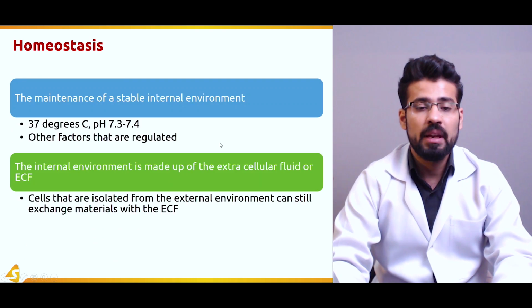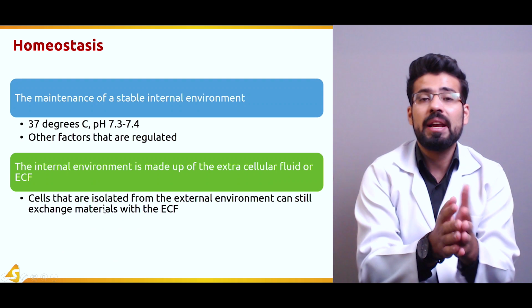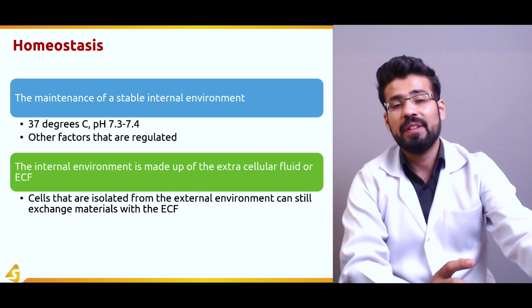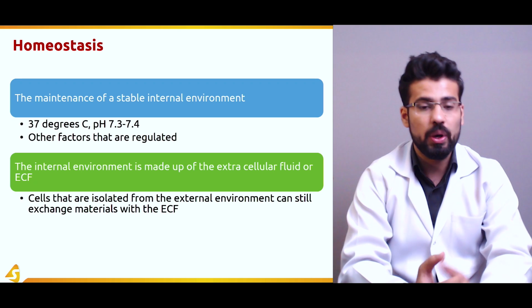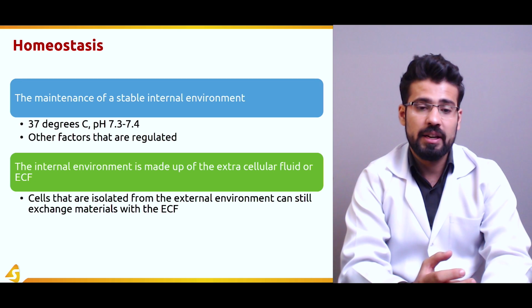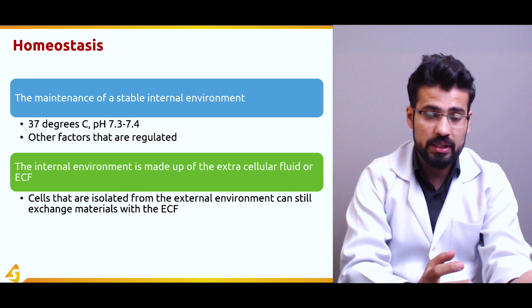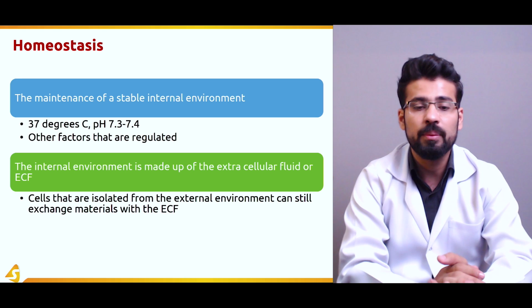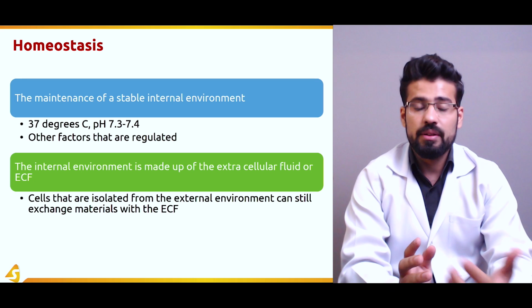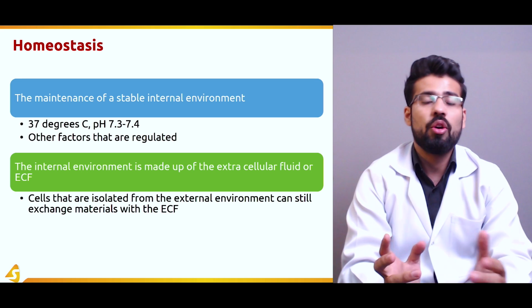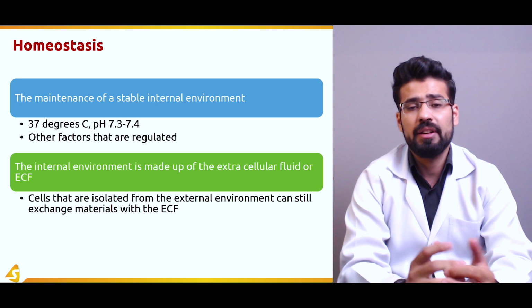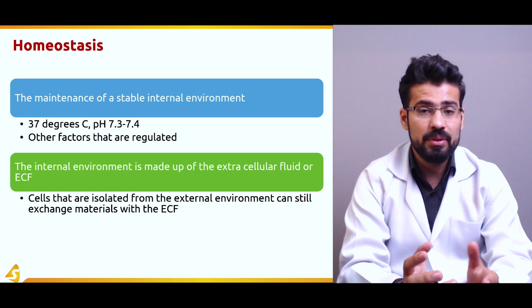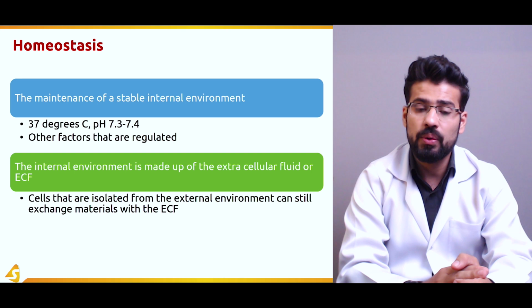Now, homeostasis, as the name indicates, is the maintenance of a stable internal environment in response to fluctuations in the external environment. For example, there is temperature regulation at 37 degrees Celsius, which is 98.6 degrees Fahrenheit, with pH control of 7.3 to 7.4. Other factors are also regulated, including hormones, proteins, and particular enzymes under certain circumstances. This also includes the internal environment.